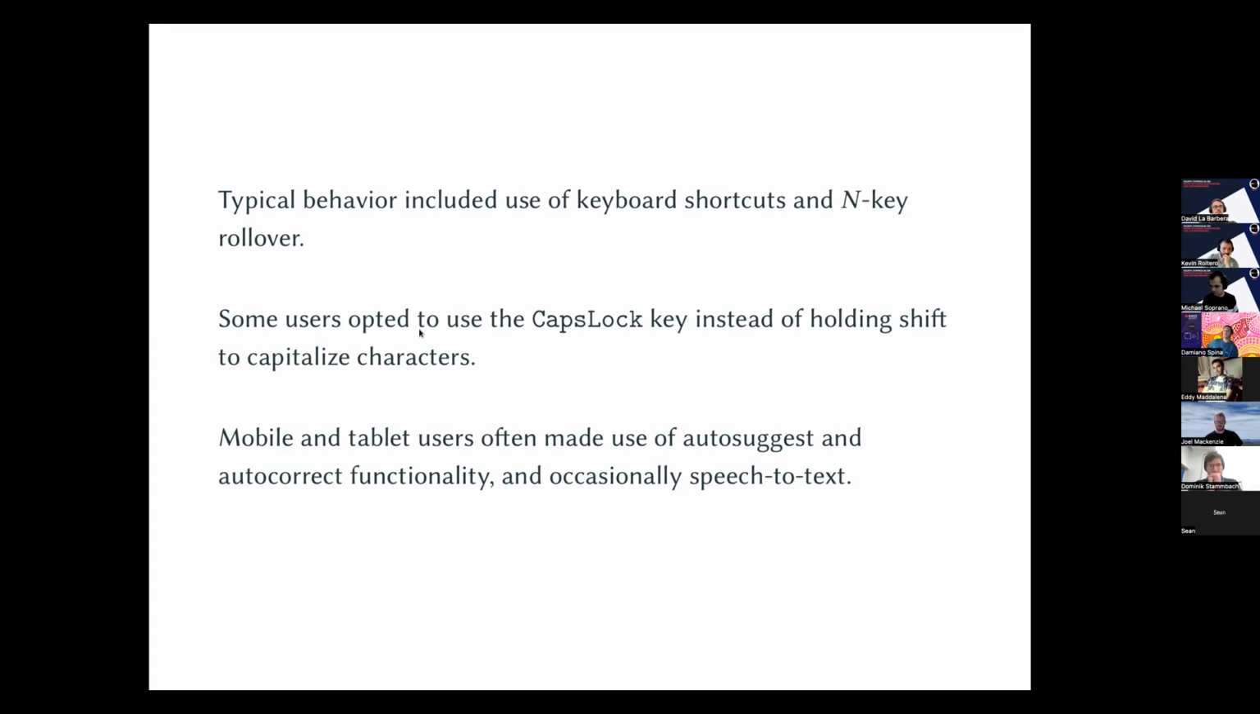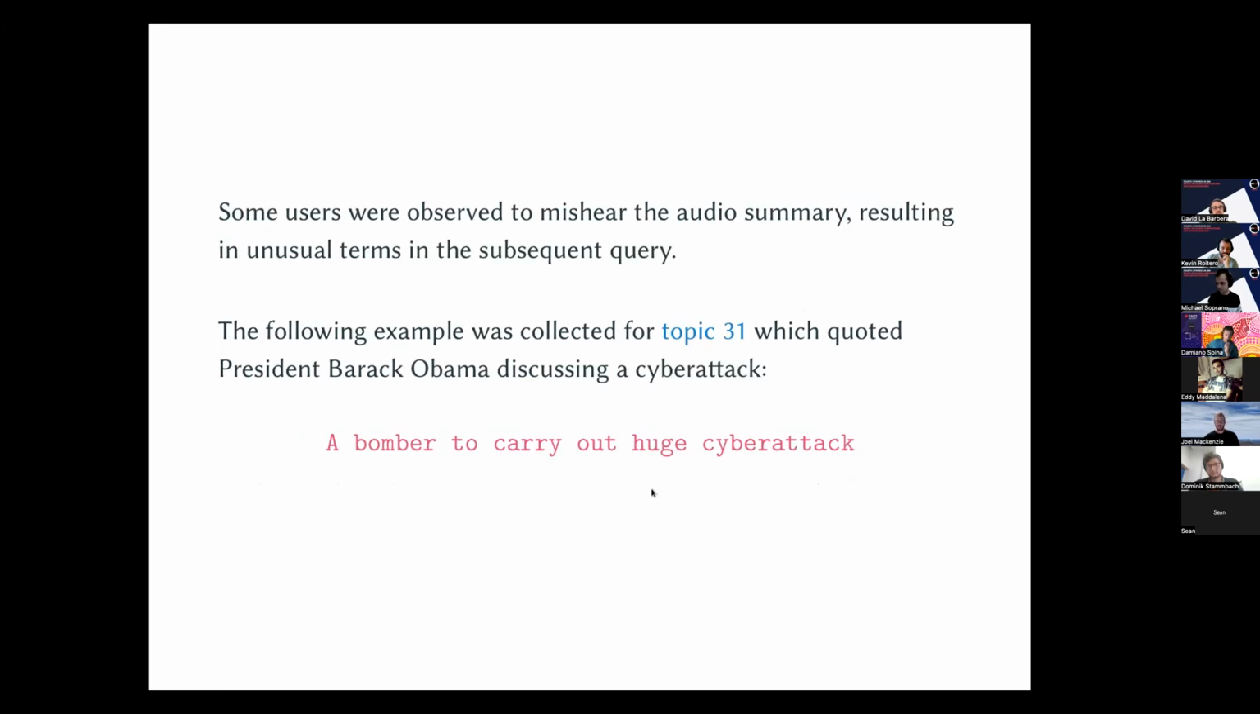Some users opt to use caps lock instead of holding shift. Don't know why, that's kind of interesting. Mobile and tablet users often made use of auto suggest or occasionally text to speech while they were doing the crowd working task. They were actually using these functions of their devices. But this is actually a really good example of why we saw more variance in the audio topics than the text ones. It was because sometimes users actually misheard the audio.